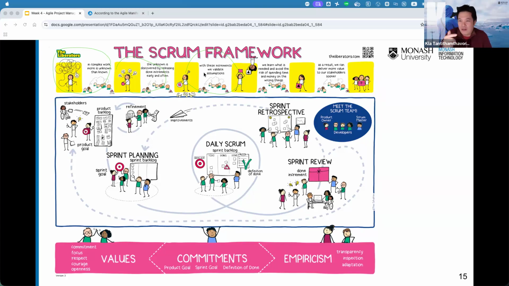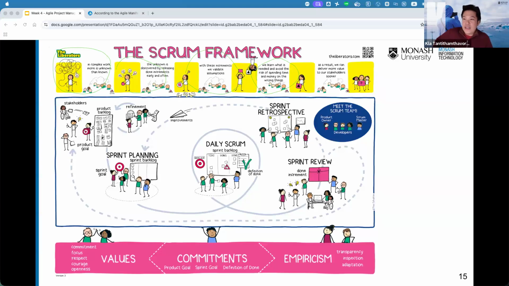This is what they want or not. Okay, it helps you a lot. So regular communication with the clients is the first thing that you need to do. But you need to ask questions correctly as well. We learn what is needed and avoid the risk of spending time and money on the wrong things, right?